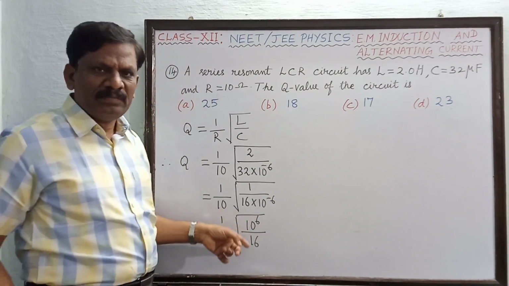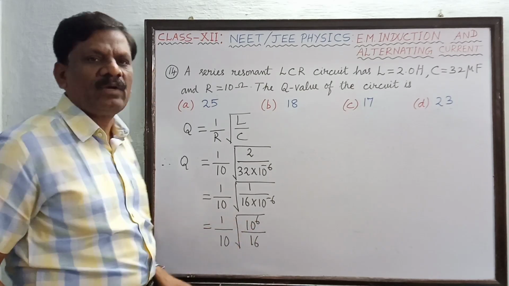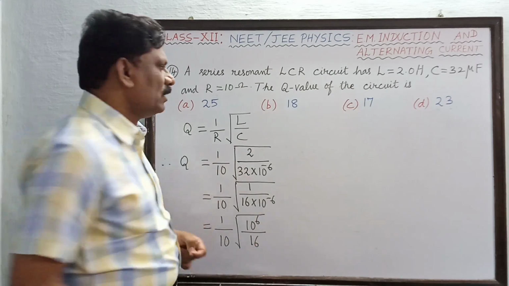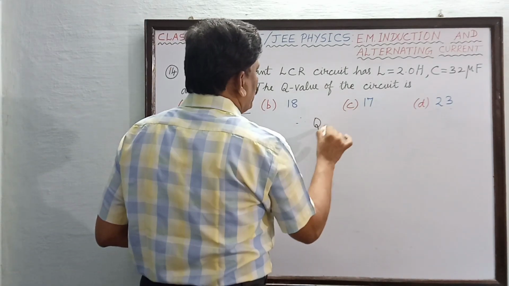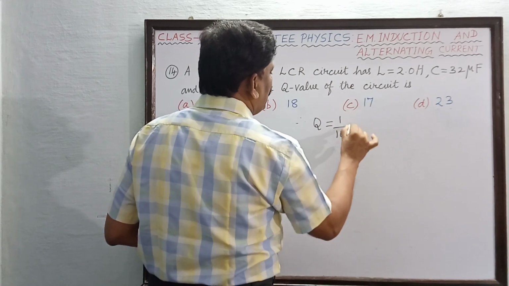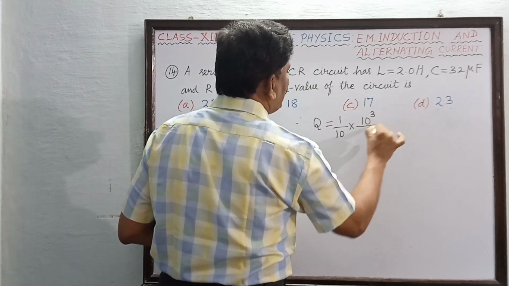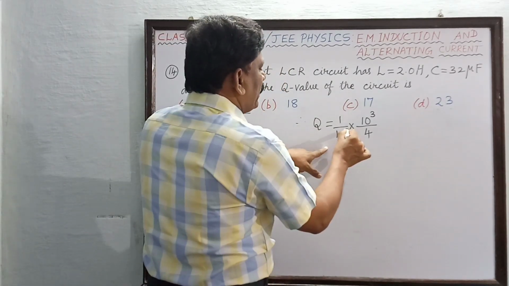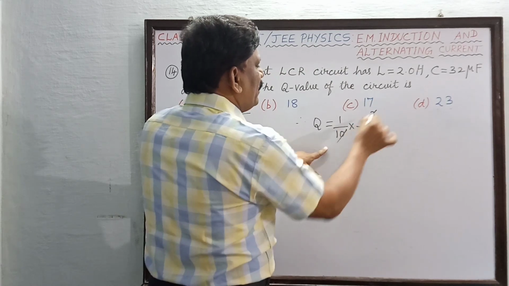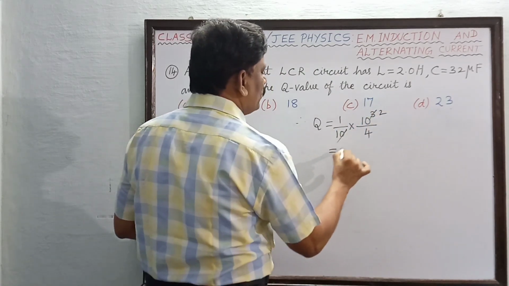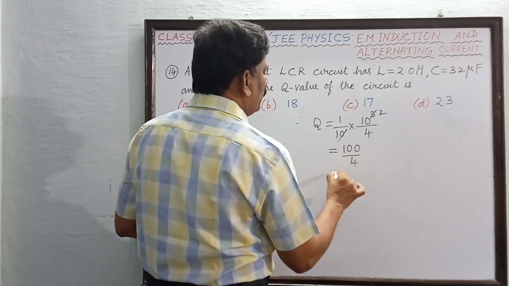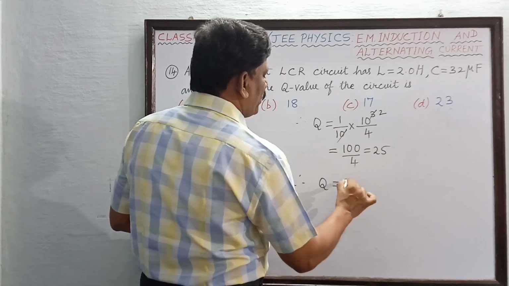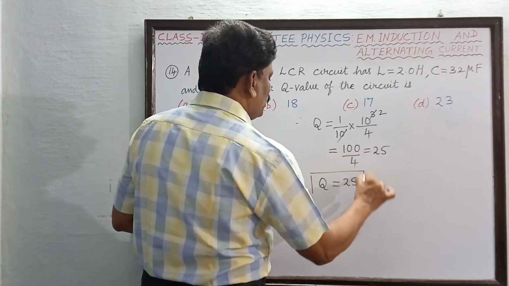So both are square numbers, is it not? 10 power 6 if you take the square root, it is 10 power 3. Root of 16 is 4. Therefore now Q factor is equal to 1 by 10 into 10 power 3 divided by 4. Now you cut this 10 with this 10 power 3, it will become 10 square. So this is equal to 100 by 4, which is equal to 25. Therefore, quality factor Q is found to be equal to 25.